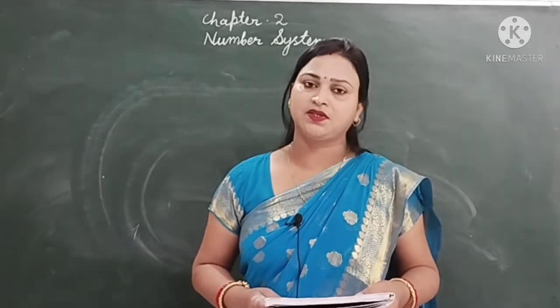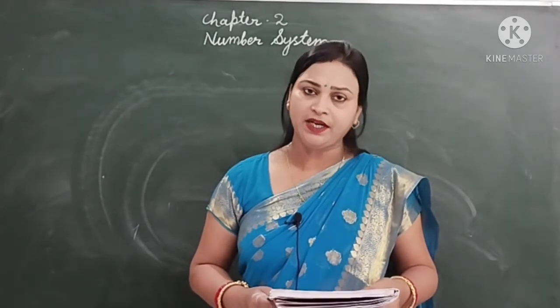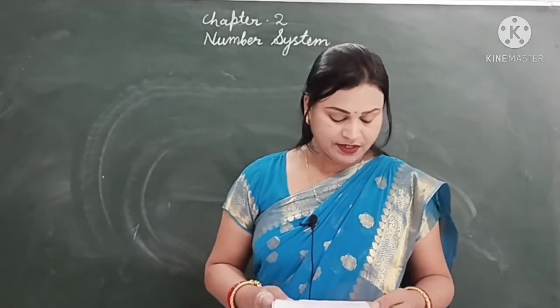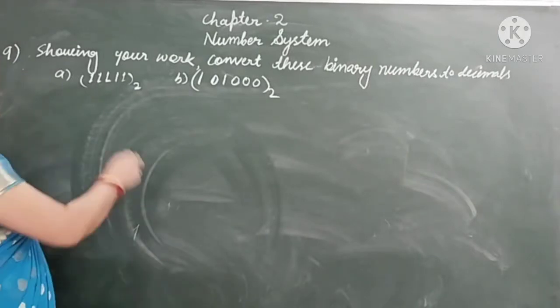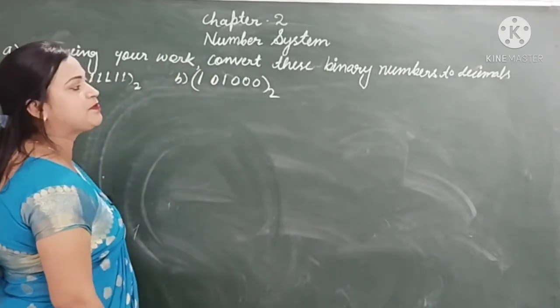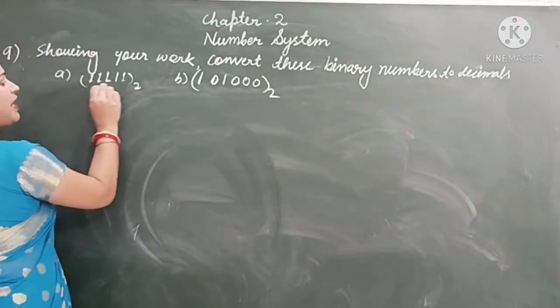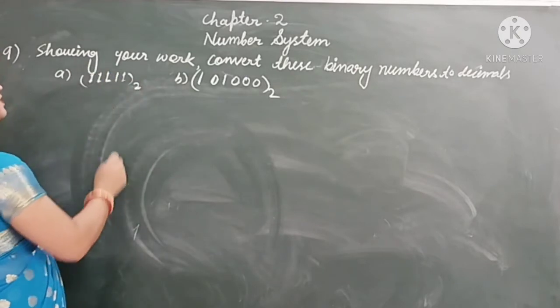1000 base 16, this is a hexadecimal number system, right? Now we will discuss question number 9. Showing your work, convert these binary numbers to decimals. Part A, 11111 base 2, let's do it.